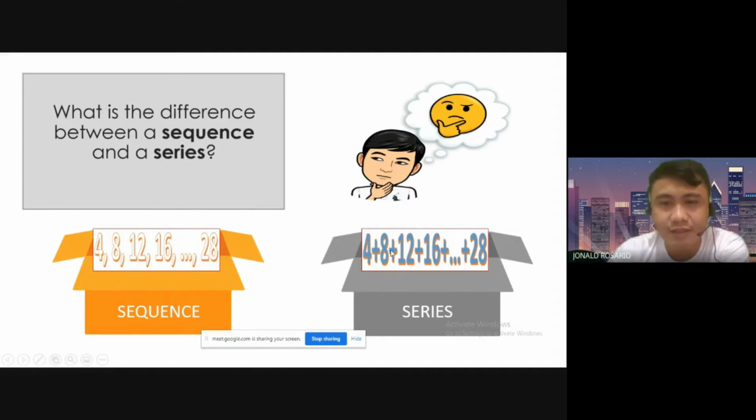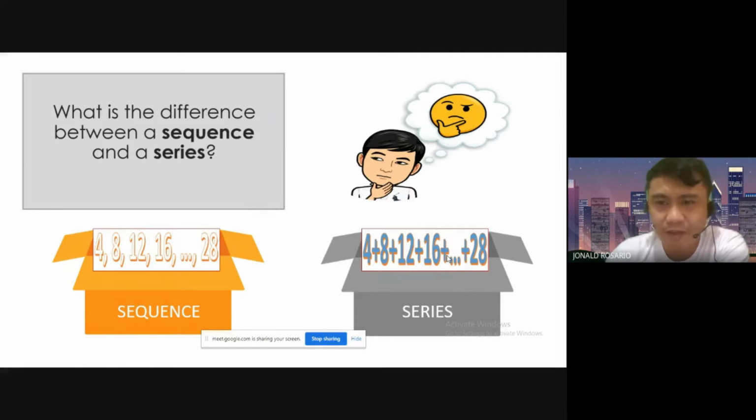Sa series naman, parang parehas lang kasi they have the same numbers. May mga 4, 8 hanggang 28, at nag-a-add din ng 4 para makuha yung pangalawa. Ang pagkakaiba lang nilang dalawa is ipa-plus natin lahat sila. So kukunin natin yung sum, kasi nga in-add natin lahat ng mga terms ng ating sequence. So dito ililista lang natin yung mga terms. Ito naman, ipa-plus natin lahat ng mga terms.